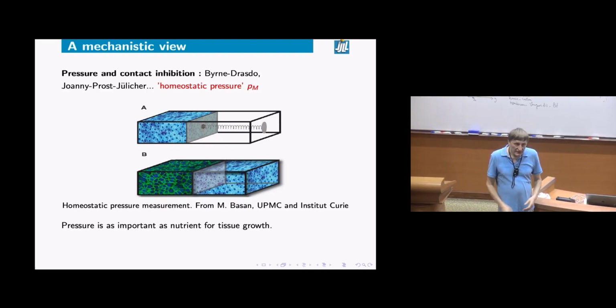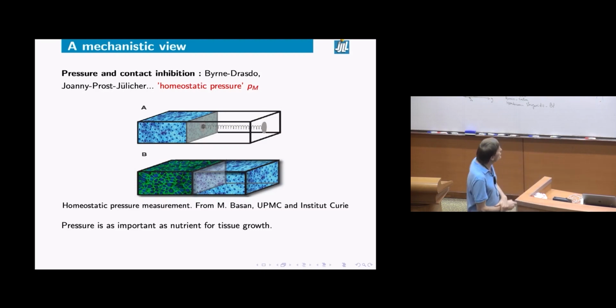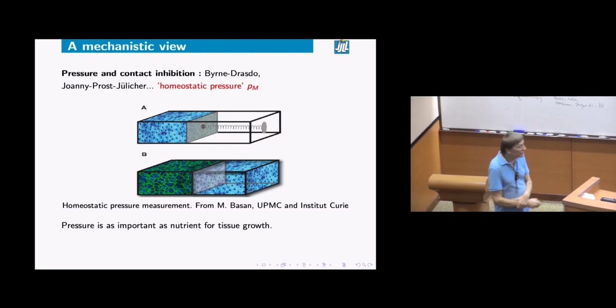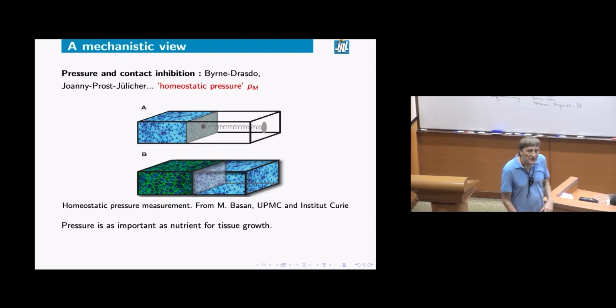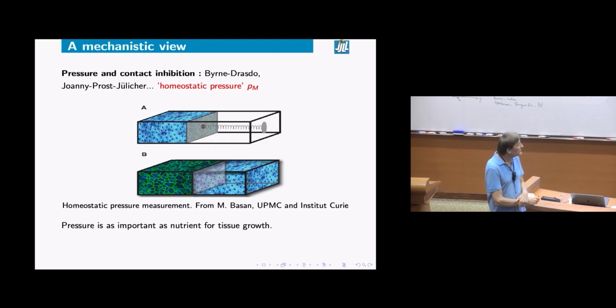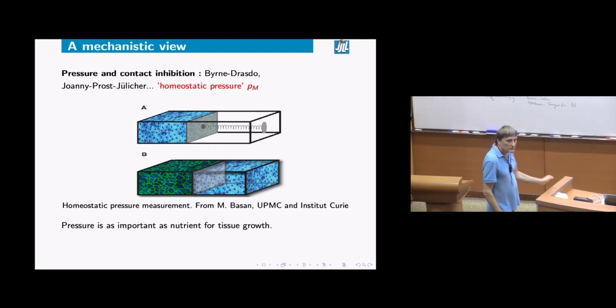So cells are dividing, and you compute the pressure at which they stop dividing. If you increase the pressure, at some point they stop dividing. Even if there are nutrients, they could divide, but they stop because the pressure is too high. And they could also compare different types of cells, say healthy cells and tumor cells, and you let them grow, and at some point they will react to the pressure, they will stop growing with certain rules, which depend on the type of cells.